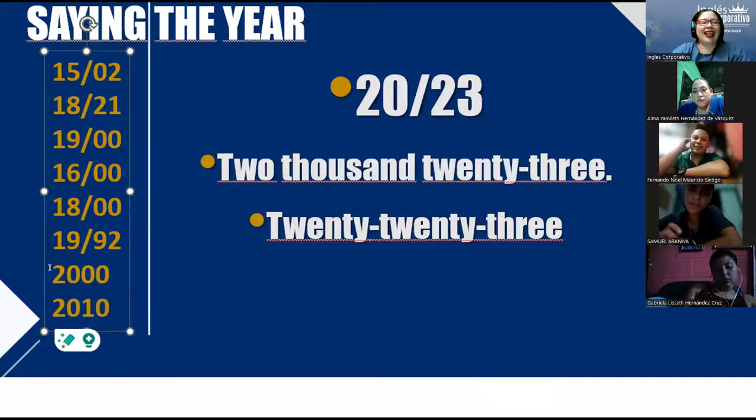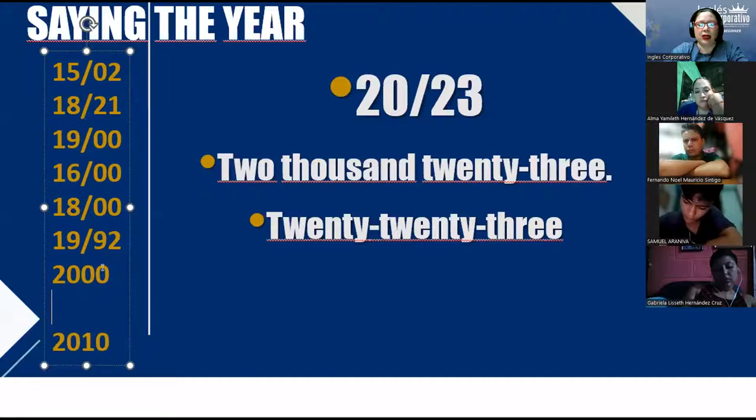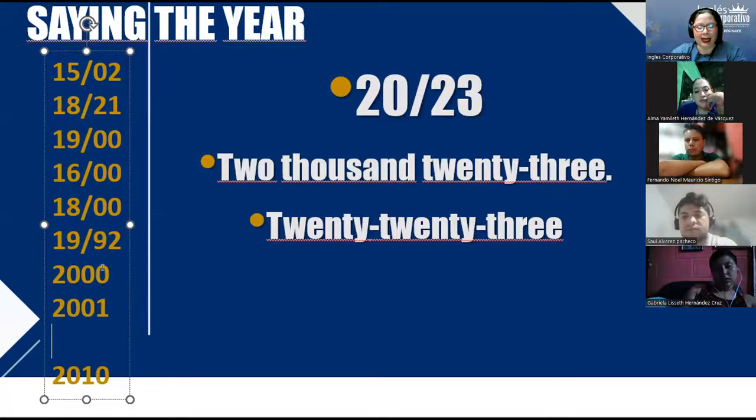2000. Yes. Existe una norma social, en que el 2000, desde el año 2000 hasta el año 2010, no lo dividimos en cifras, lo decimos entero, ¿ok? Decimos 2000. Entonces, ¿cómo se diría este? 2001. Exactly. And continue.